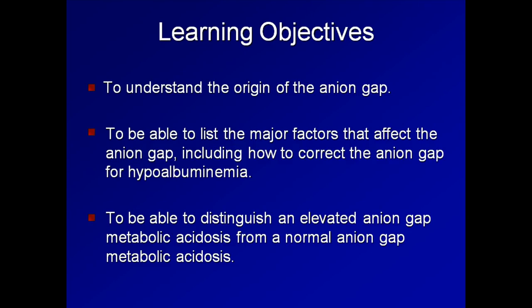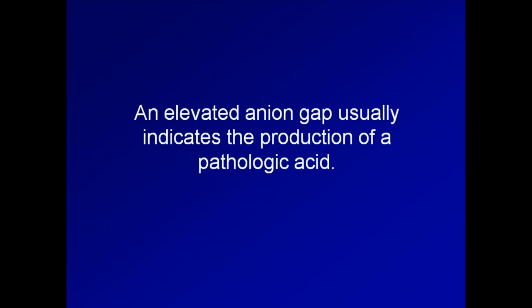Measurement of the anion gap is a critical step in approaching the differential diagnosis of a metabolic acidosis. An elevated anion gap indicates the presence of a non-routinely measured anion, which is usually caused by the production of a pathologic acid. Let's take a closer look at exactly what the anion gap is.